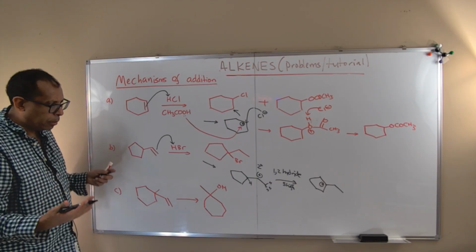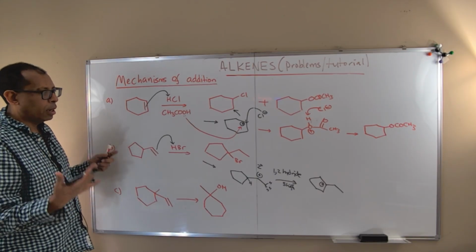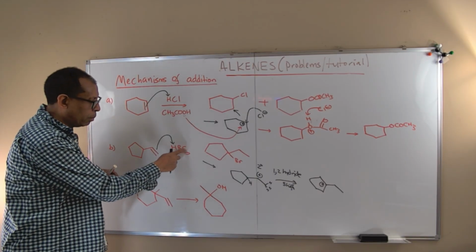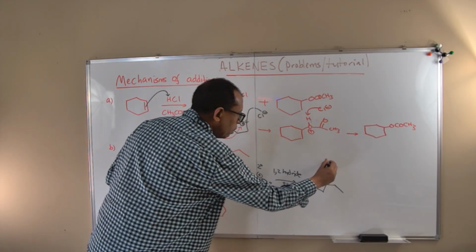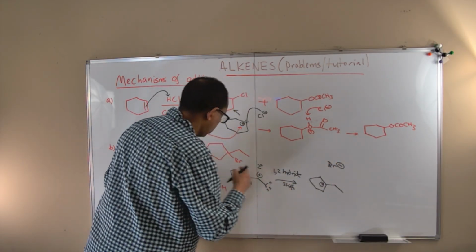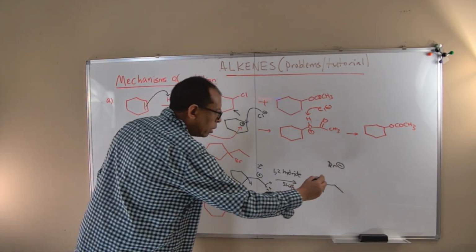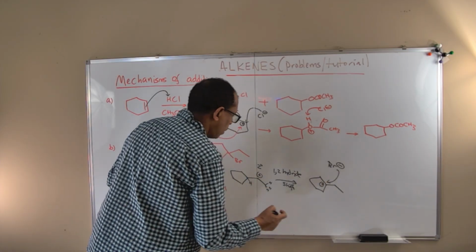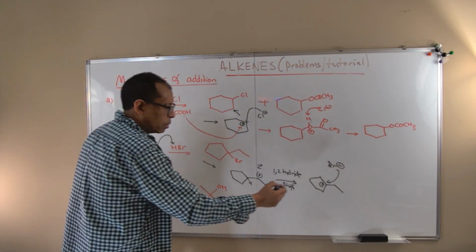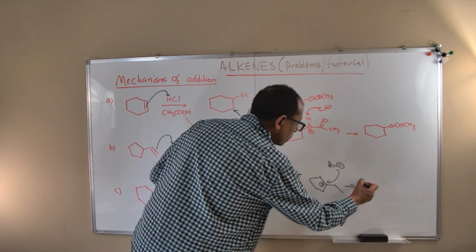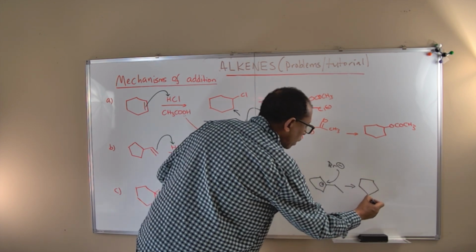Now a stable tertiary carbocation is formed. Now the Br minus comes in, Br minus, which is here already. That would attack here and gives you the product. So the product is right there.